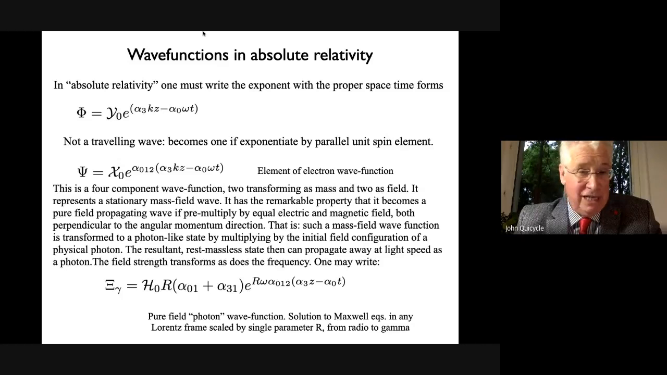So this is a pure field photon-like wave function. It's a solution to Maxwell's equations in any Lorentz frame, scaled by the single parameter R, from radio waves to gammas. So that's a wave function. This is a photon wave function, ladies and gentlemen. That's supposed not to be possible. This thing scales relativistically, every single bit of it. And the reason it does that is because every single bit of it is associated with its Lorentz proper vector or bivector or trivector or whatever vector. There you are, it's one of them.